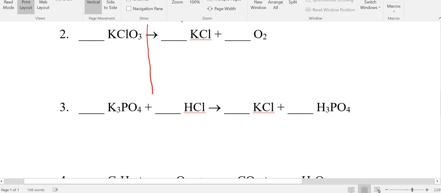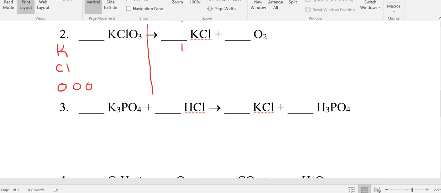So here we have to list all the atoms on this side. 1 potassium, 1 chlorine, and 3 oxygens, as you can see. Over here I have 1 potassium, 1 chlorine, and 2 oxygens. So we have 3 oxygens and 2 oxygens. So what I want to do is multiply these 3 oxygens by 2 and these 2 oxygens by 3. That gives me a total of 6 oxygens on this side, and 3 plus 2 times 2 is also 6.